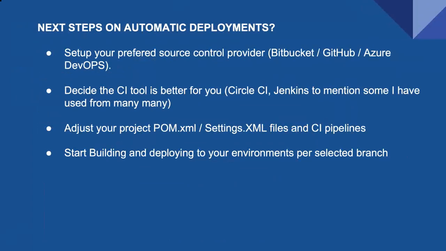So for this last part, basically, what we are going to do is set our project into cloud control. In this case, I'm going to use Bitbucket. You can do it eventually with GitHub or Azure. We are going to decide in this case to use Circle CI, but at some point you also can probably implement it using Jenkins or Travis CI as well.